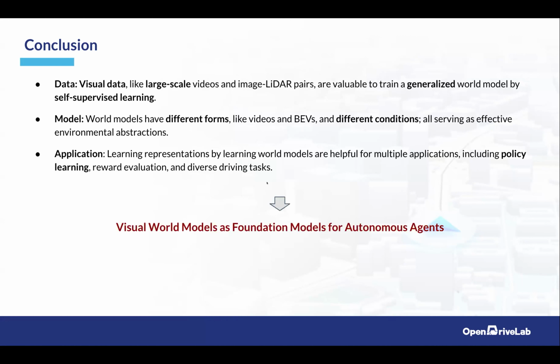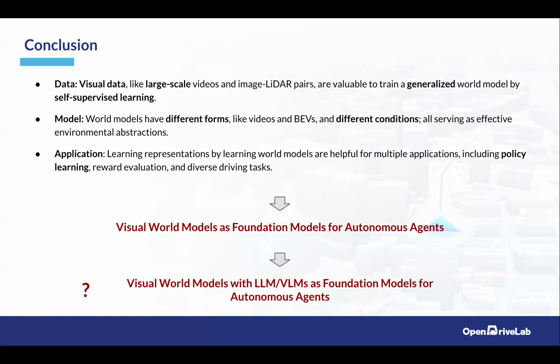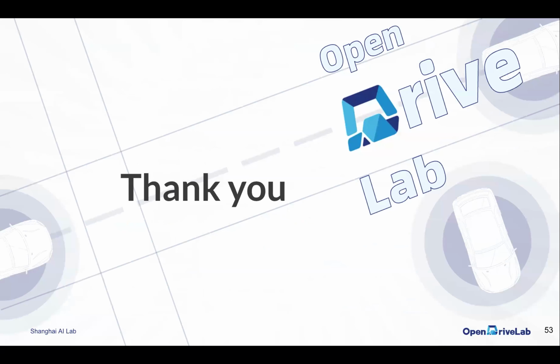So this is a conclusion: visual models as foundation models for autonomous agents, and my prediction for the future is we can incorporate more large language models or VLMs to the visual models, and they can get much stronger abilities, including the language abilities. So in the future, they may behave as the foundation models for autonomous agents. Thanks. That's all for my today's talk.